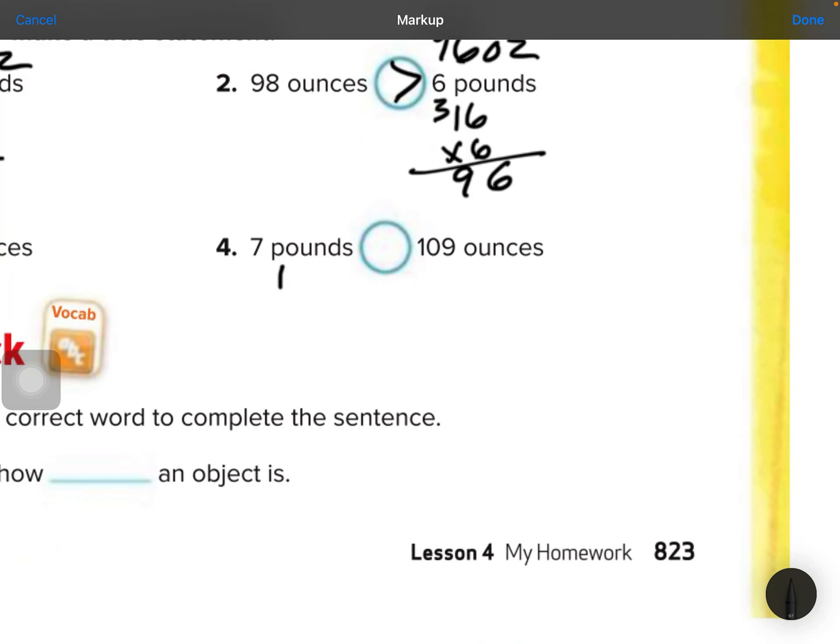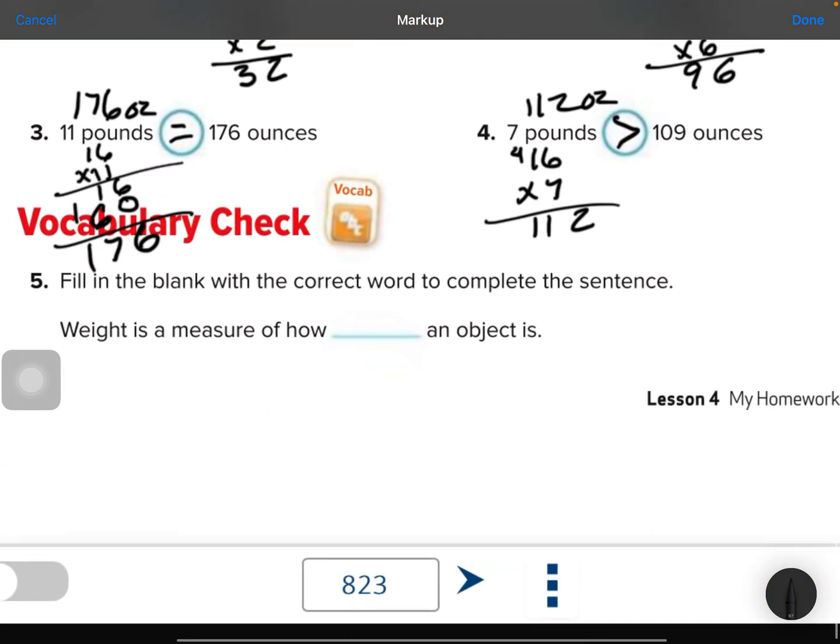Number 4, we have 7 pounds versus 109 ounces. We need to convert the pounds to ounces. So I know there are 16 ounces in each pound. I'm going to times that by my 7 pounds. 7 times 6 is 42, 7, 8, 9, 10, 11. I have 112 ounces, and that is greater than 109.